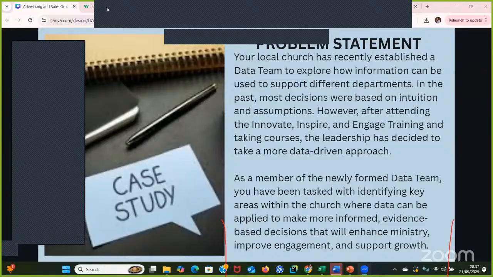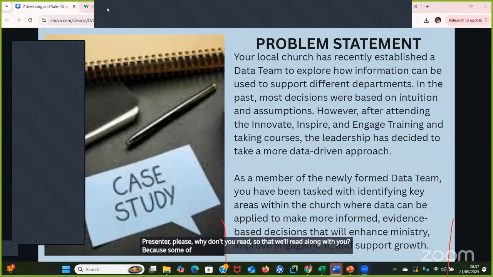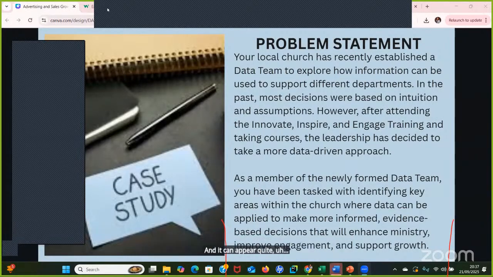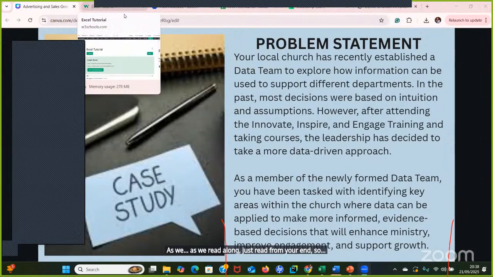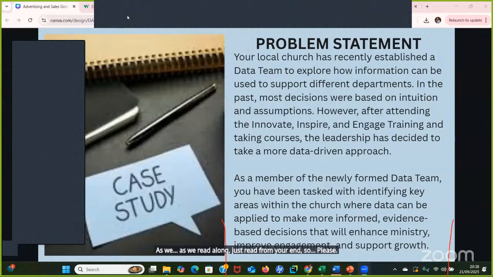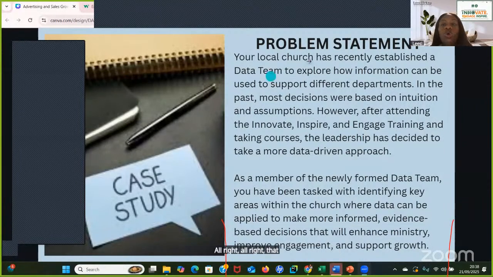Presenter, please, why don't you read so that we'll read along with you? Because some of us are using small devices to join, and it can appear quite small. So as we read along, just read from your end, please. All right, that's fine.